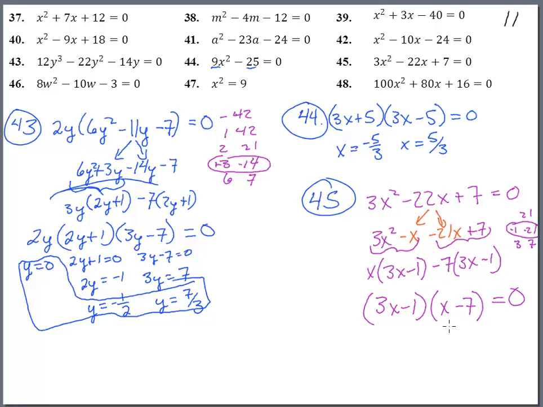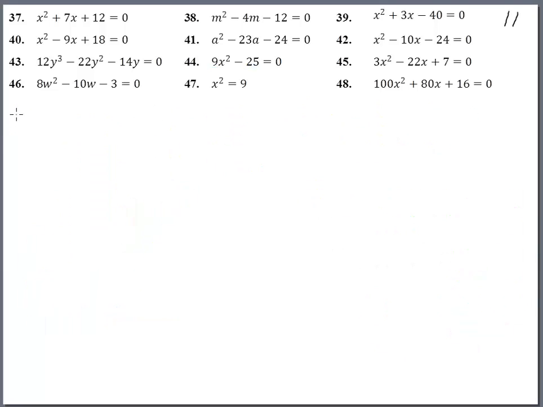So now this one's kind of nice. We get x equals 7, because when you set this equal to 0, you just add 7 over. And this one's going to be x equals, add 1, divide by 3, 1/3. Number 46.